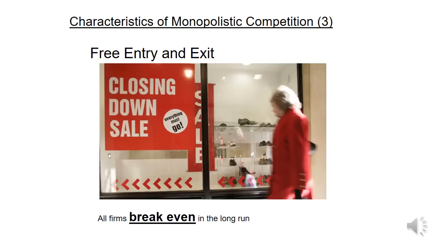The firm can come in to sell or exit the market when it wants. Now because they can do that, they can come in and leave whenever it wants. All firms break even in the long run. Break even means they will not make a profit or make a loss. They will break even in the long run when there is free entry and exit. We will cover this in market structure 2. So you take this at face value first.